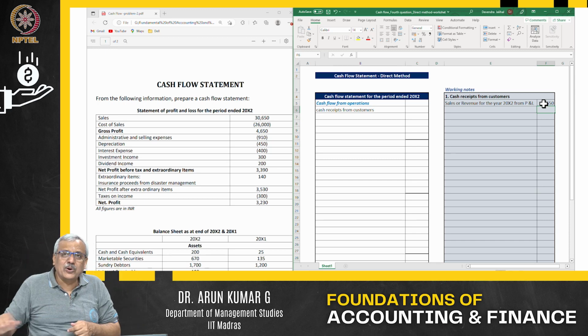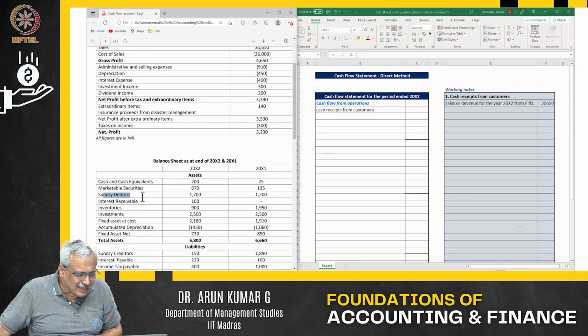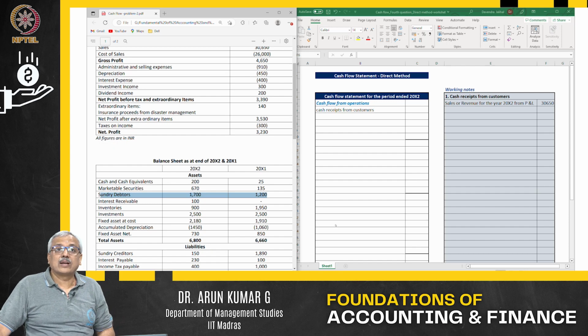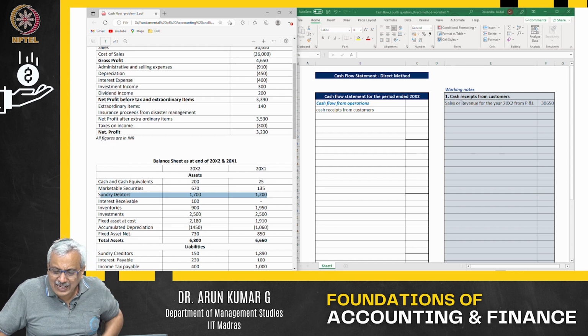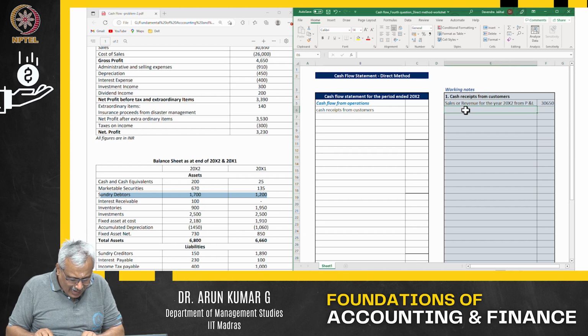Well, I do not know. So, let me look at the debtors. In this particular case, I see that last year I had debtors of about 1200, which I have highlighted. So, in addition to this 30,650, I need to add the receivables from the last year, that is 20x1.